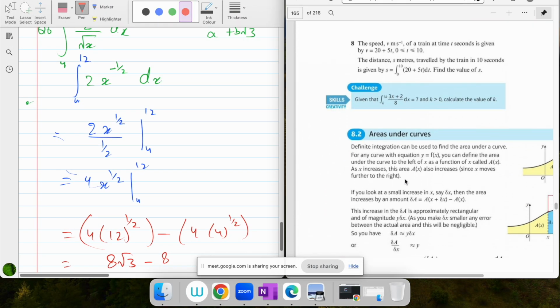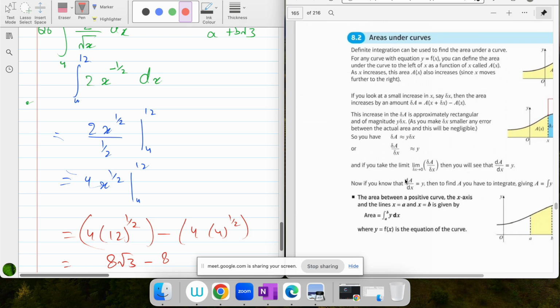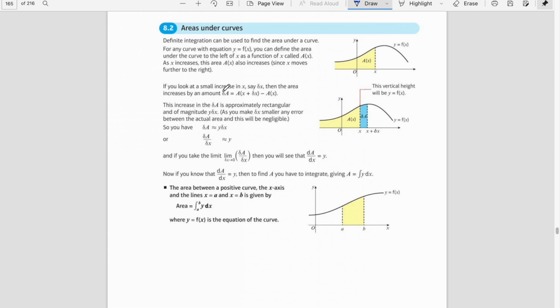Let's see if we have some different questions. Okay, area under the graph. The concept is the same. We integrate and we put the limits. For example, we have this f of x and you need to find the area from, let's say, x equals 7 to x equals 9. So we just integrate this and put the limits from 7 to 9. That will give you the area under the graph bounded by the graph and these two limits, it will give you this shaded area.